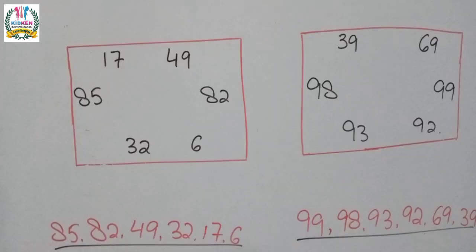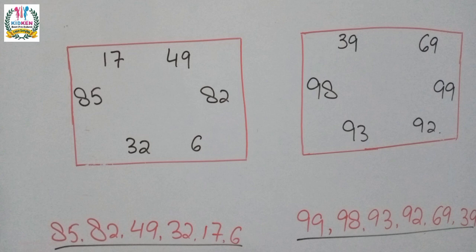In the next part of this question, we also have a box consisting of six numbers: 17, 49, 85, 82, 32 and 6. Similarly, you write the larger number first and then the smaller ones. 85 is larger than the others, so we write 85 first, then 82, then 49, then 32, then 17, and last 6, because 6 is much smaller than the others.